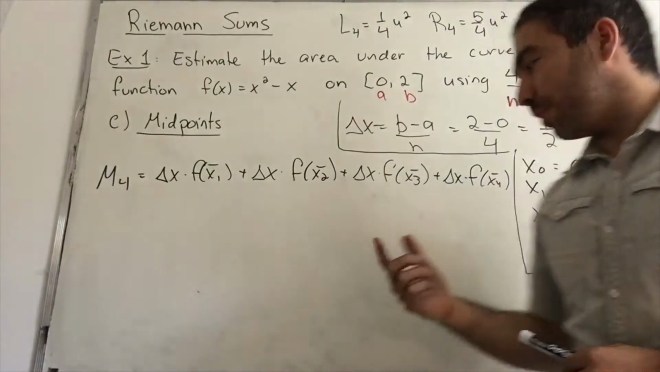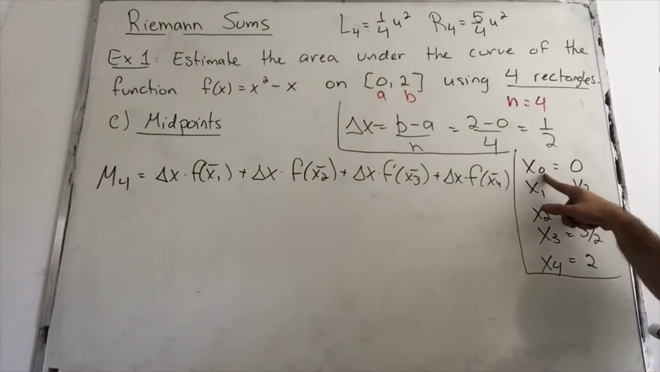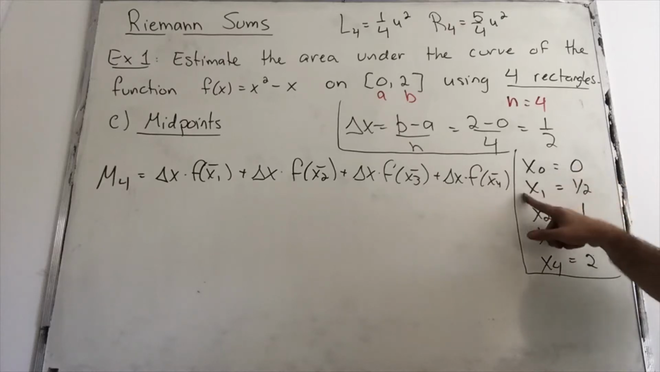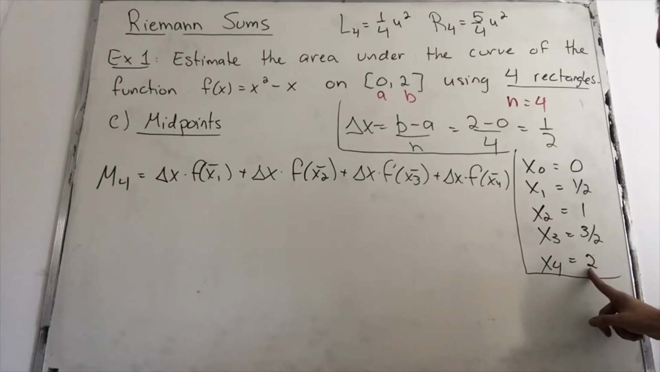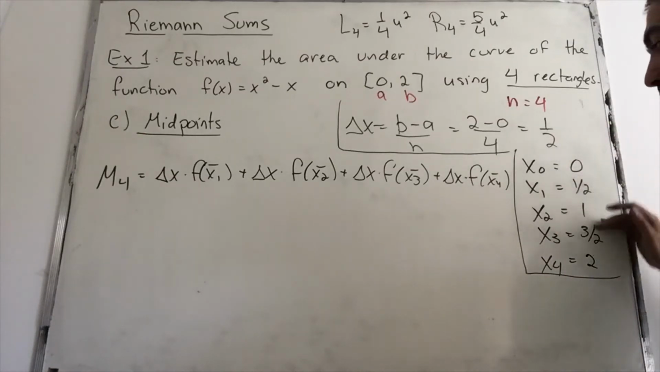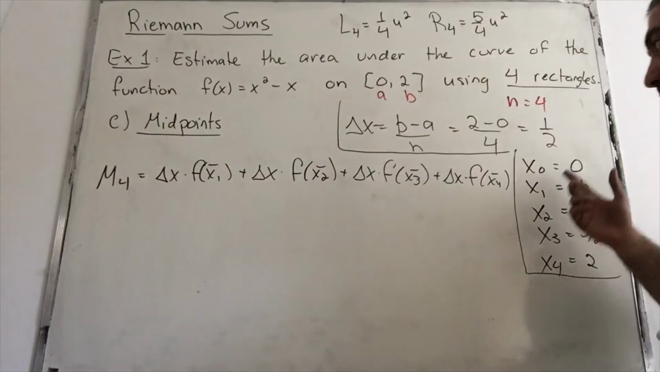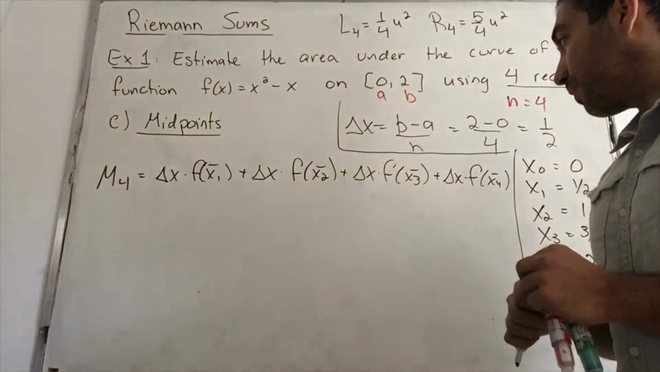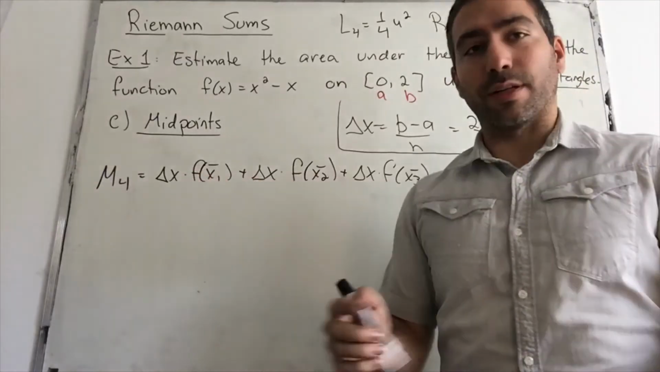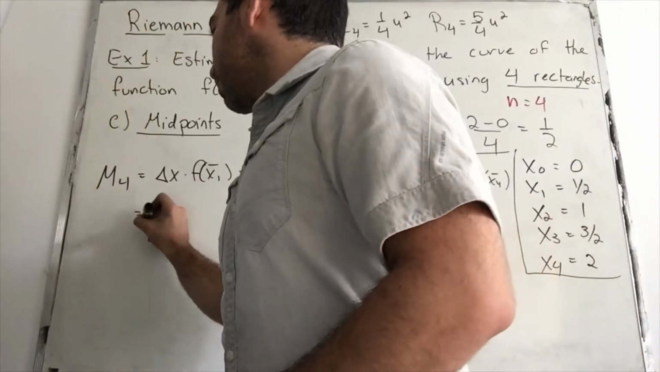And then we went ahead and found our x subscript 0, which was 0, x sub 1 was a half, x sub 2 was 1, x3 was 3 halves, and x4 was 2. This is stuff we did already in the previous problem, so I'm just rewriting them. Why am I doing this? Because for the midpoint, first of all, the delta x is done, so we can factor that out. We have to go get the bars.